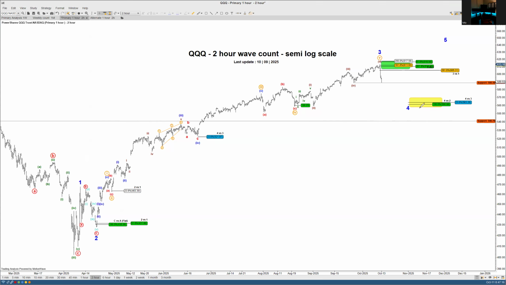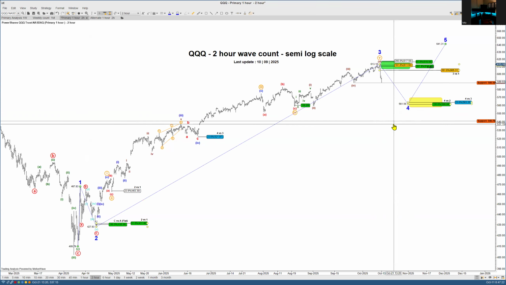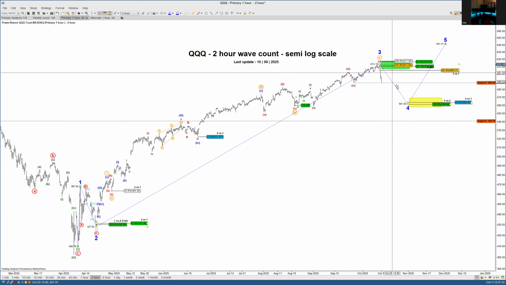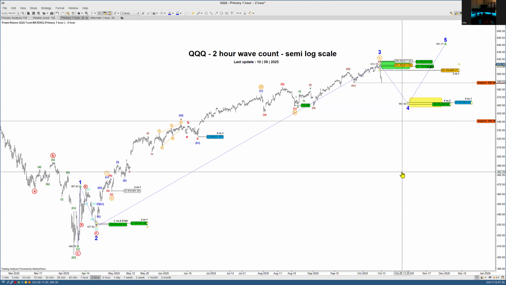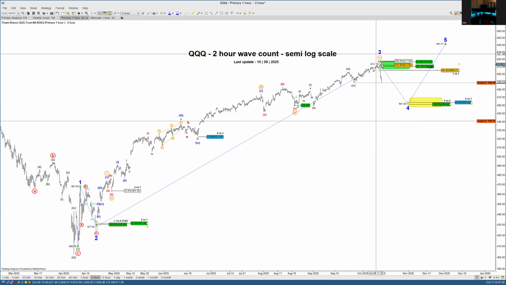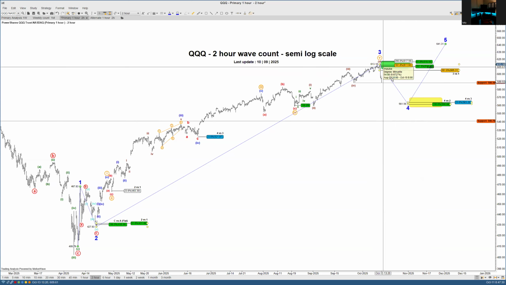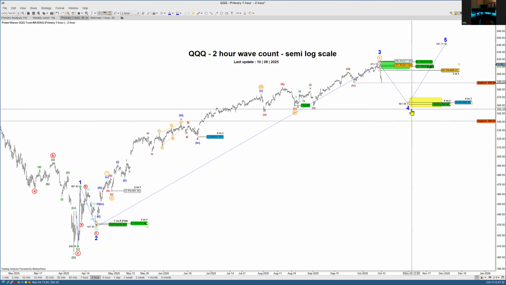Okay, so we wait. If you ask me, this is what I think. The earnings season that we're about to start is putting this price into a fourth wave. That's how I see it.